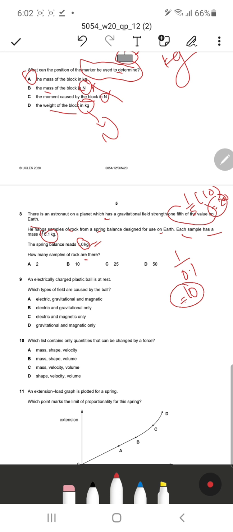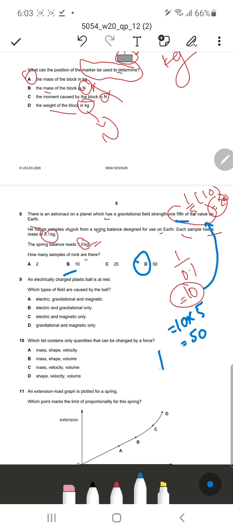Now what happens at this point is that many candidates choose the answer B over here, but we need to consider another thing. Initially there was information given that it has a gravitational field strength 1/5 of that of Earth, so it should have 5 times the amount of rocks, so it's actually 50. To understand the depth of this question, we need to understand one thing.